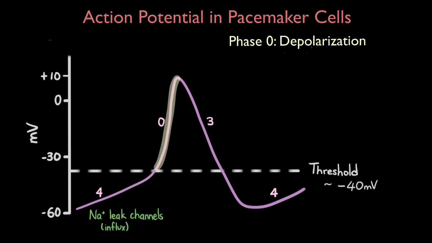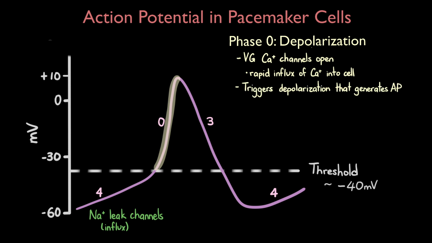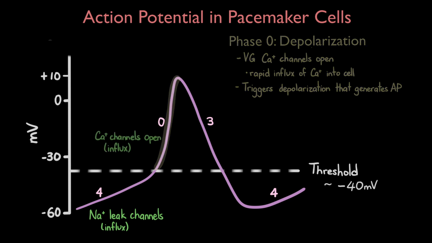Phase 0 is called the depolarization phase. Once the membrane potential of the pacemaker cell reaches the threshold of approximately minus 40 millivolts, voltage-gated calcium channels will open to allow a rapid influx of calcium ions into the cell. This rapid influx of calcium ions triggers a depolarization that generates the action potential. The membrane potential reaches the maximum voltage of approximately plus 10 millivolts.